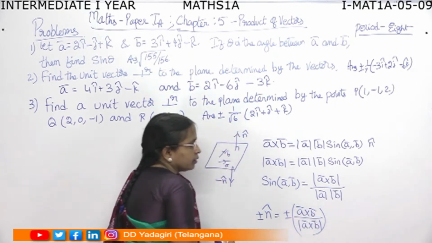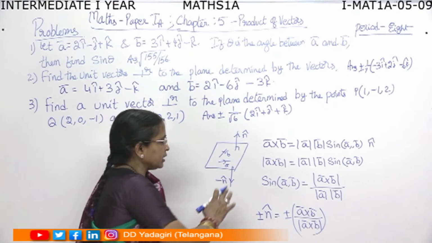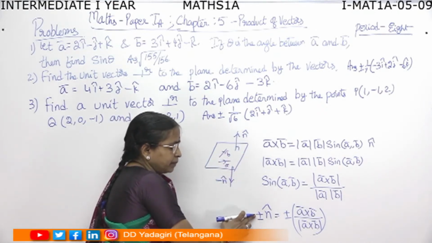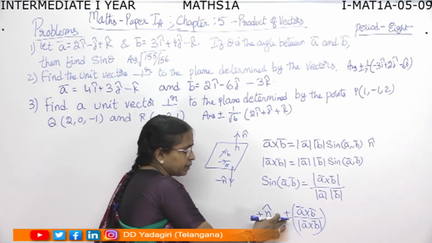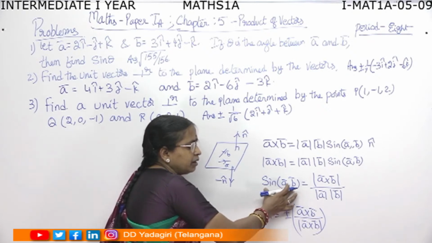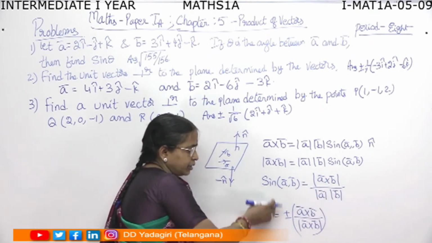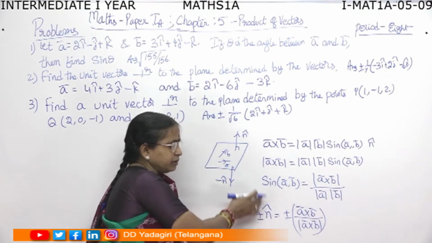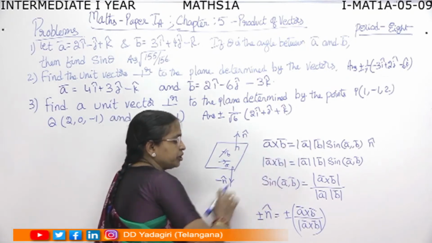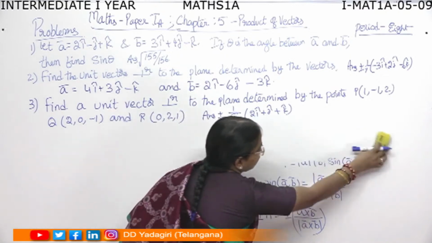So the formula for the unit vectors perpendicular to the plane containing A and B is given by plus or minus n cap, that is plus or minus A cross B by mod of A cross B. Sine of angle between A and B is mod of A cross B by mod A mod B. You can just understand the difference between these two formulae and learn properly. You can think of the definition and you can just learn the formulae. So all these formulae we need.